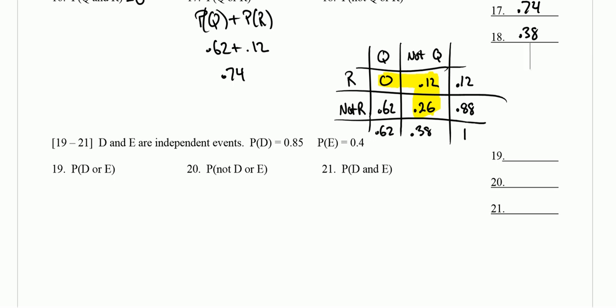To 21. We have independent events. And so I'm going to start with 21. Because they're independent, we can find the probability of D and E by multiplying the probability of D times the probability of E. So 0.85 times 0.4. 0.85 times 0.4 is 0.34.